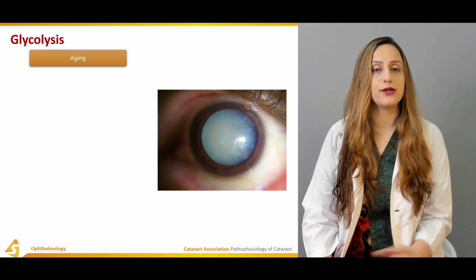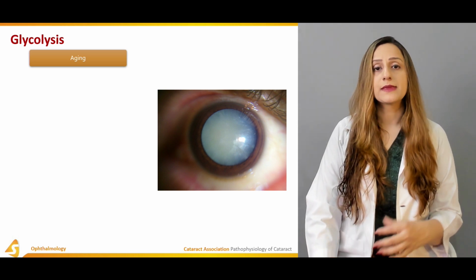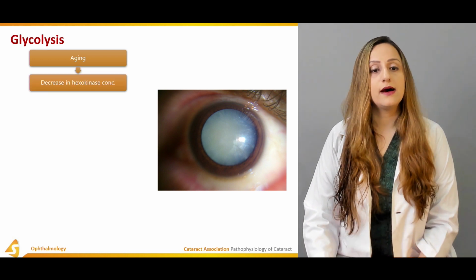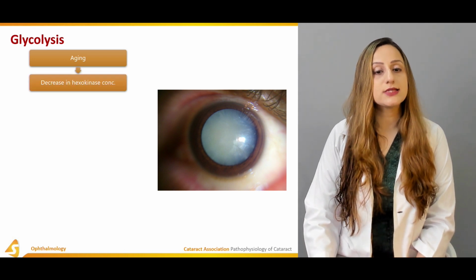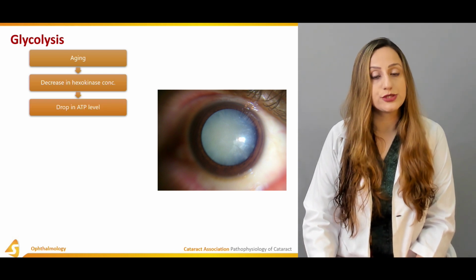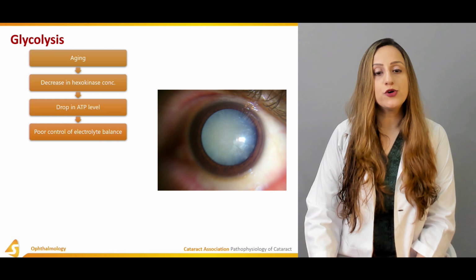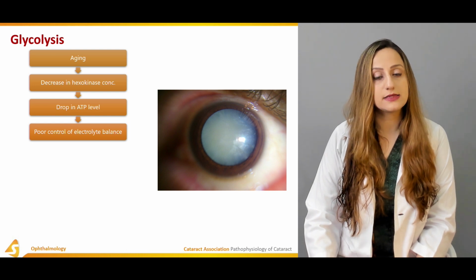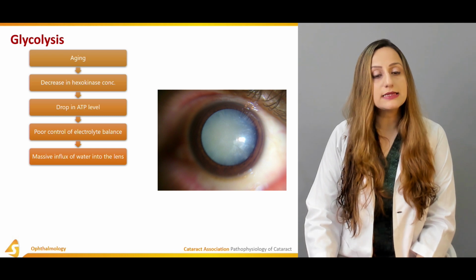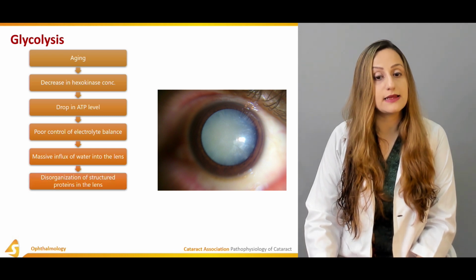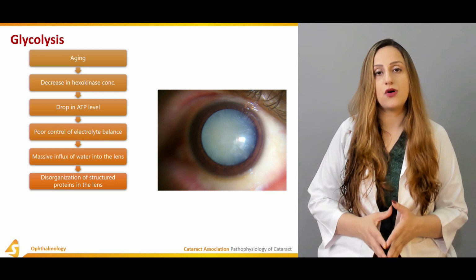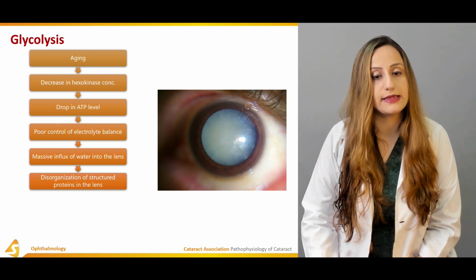First of all, glycolysis. When the lens undergoes the aging process, there is a decrease in hexokinase concentration. A drop in ATP levels is also noticed, and poor control of the electrolyte balance is also noticed during glycolysis. A massive influx of water into the lens is allowed, which results in the disorganization of the structured proteins in the lens.